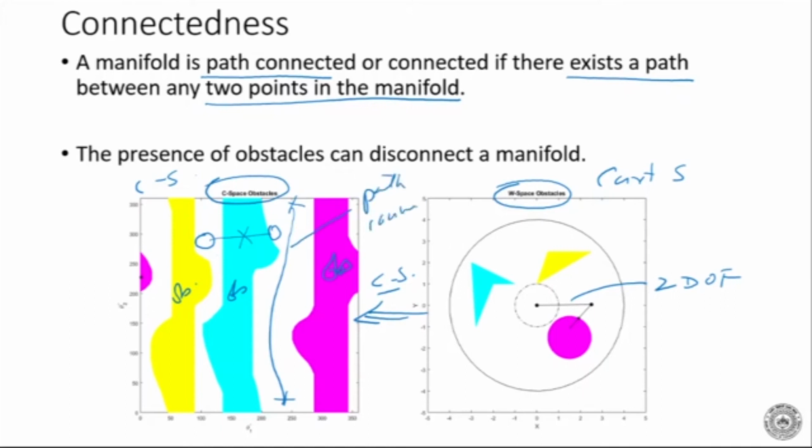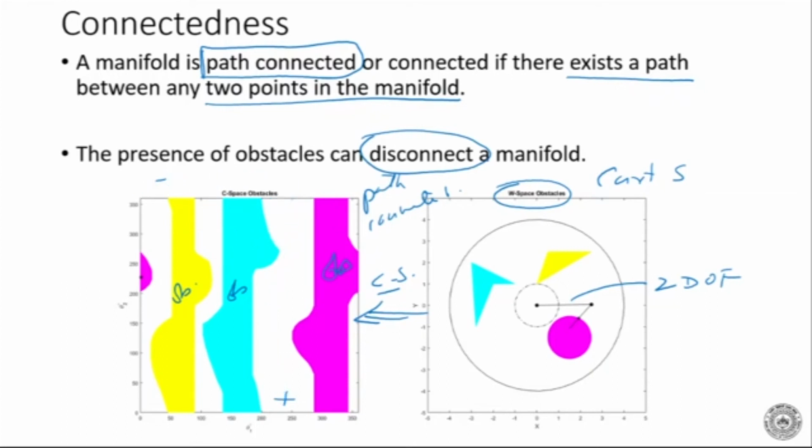Okay. Now, why is this important? It is important because if there is no path between the 2 points, then the robot cannot go in the real world between those 2 points. Okay. So, a manifold is path connected or connected if there exists a path between any 2 points in the manifold. The presence of obstacles can disconnect a manifold as shown here.